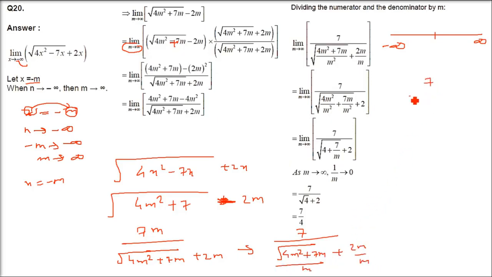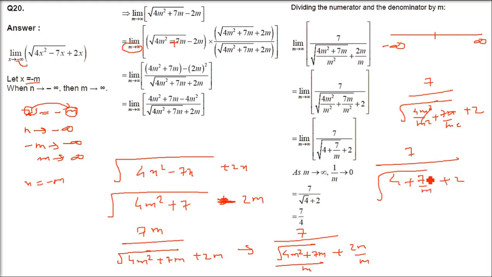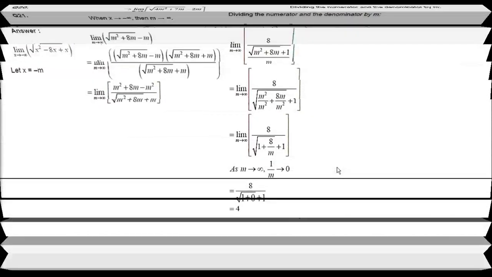So what do you get here? 7 by, now m you have to take inside. When you take m inside the under root, it will be m square in the denominator. So 4m square by m square plus 7m by m square, and outside you have plus 2m by m, so m cancels. So m square gets cancelled, you have under root 4 plus 7 by m, and then plus 2. Now for this 7 by m apply the infinity. M tends to infinity, 7 by infinity is 0. So this is 7 by under root 4 plus 2, that is 2 plus 2, 7 by 4. 7 by 4 is the answer.